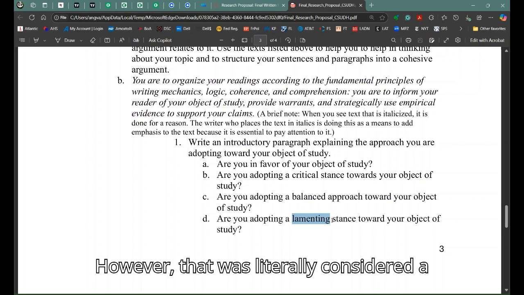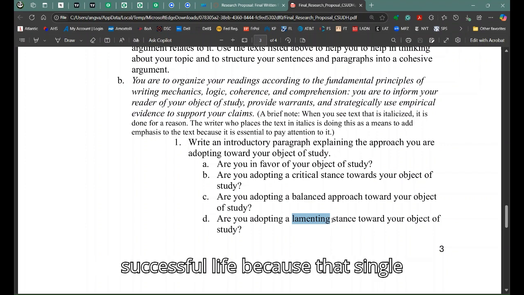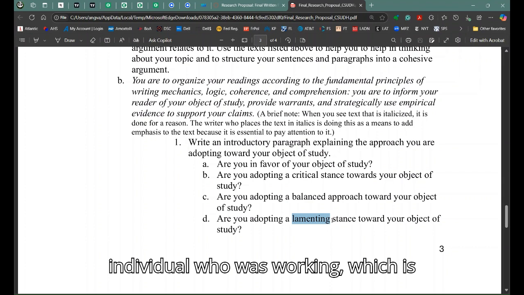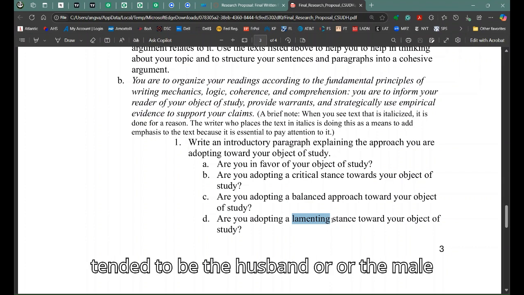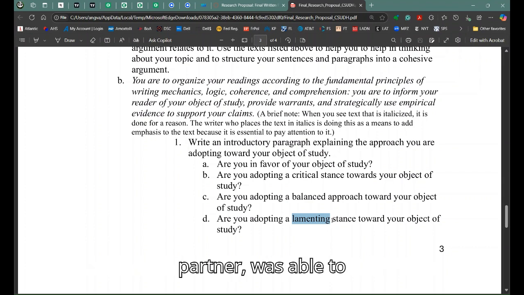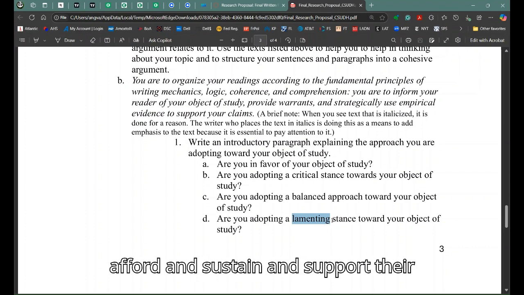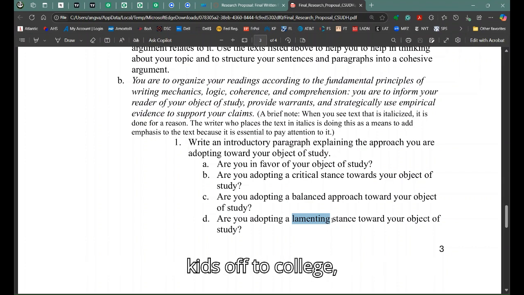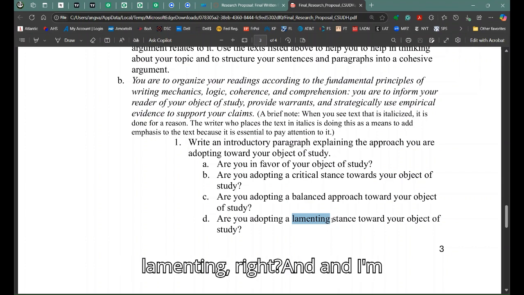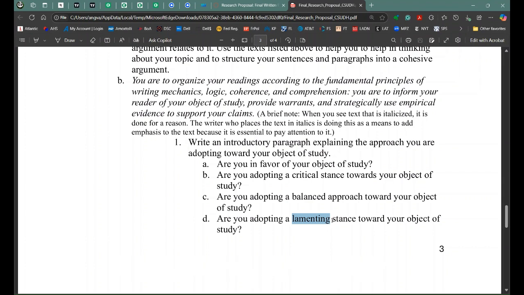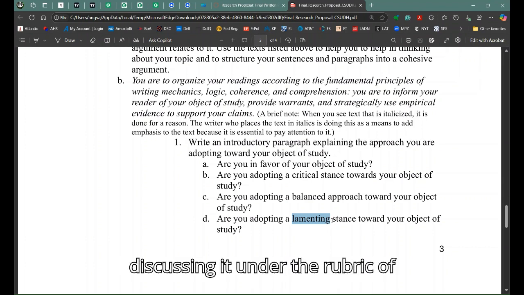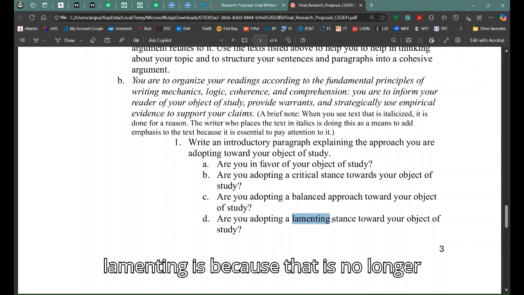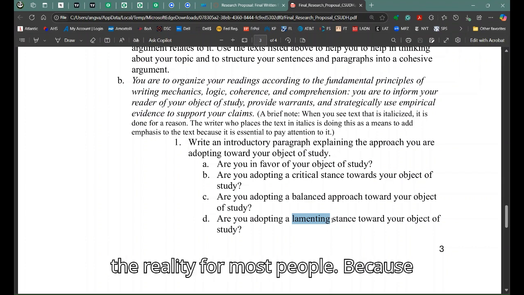However, that was literally considered a successful life, because that single individual who was working, which tended to be the husband or the male partner, was able to afford and sustain and support their family members and be able to send their kids off to college. Right. And the reason why I'm discussing it under the rubric of lamenting is because that is no longer the reality for most people.